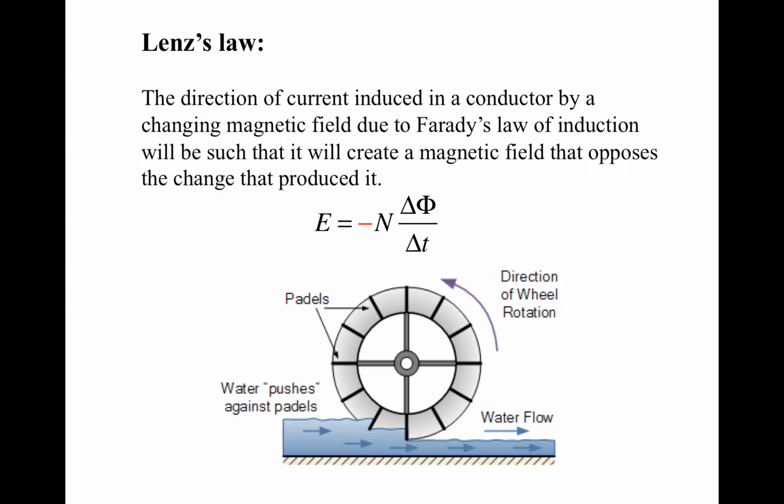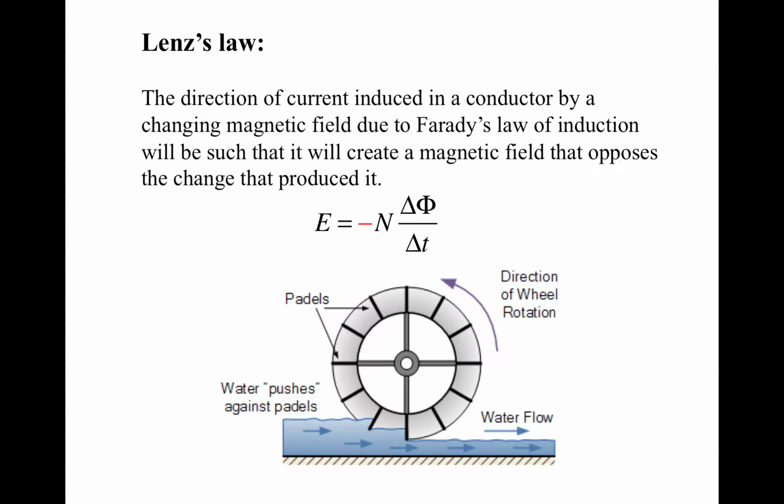In the past, we haven't paid attention to this, but in fact there should be a minus sign in front of the expression for the induced voltage. There is a physical interpretation of this minus sign. It is called Lenz's law. The direction of current induced in a conductor by a changing magnetic field due to Faraday's law should be such that it will create a magnetic field that opposes the change that produced it.